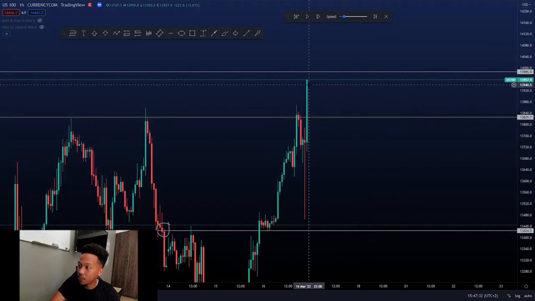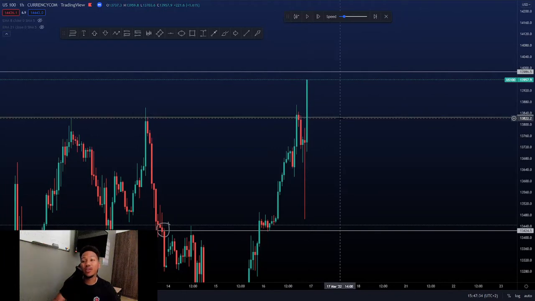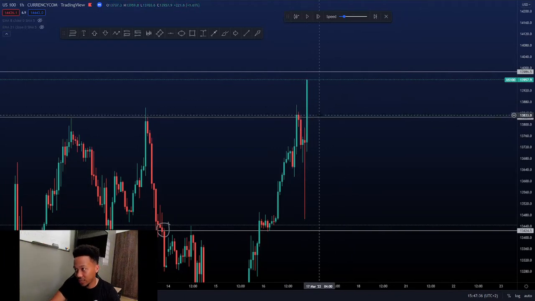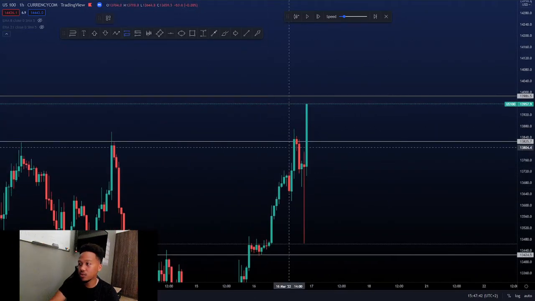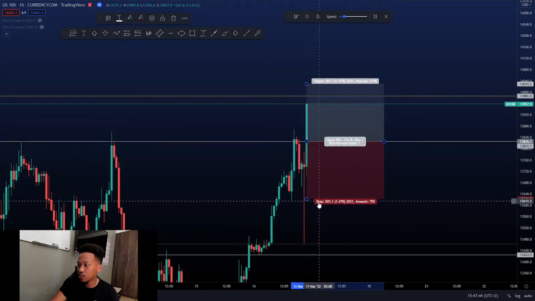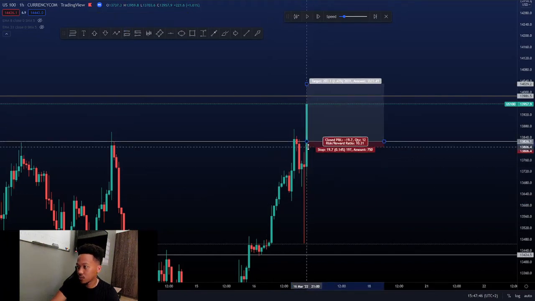Once again, we broke above this area. We still haven't come back to this actual area, which is now serving as an actual area of support, right? Now, once again, your trade would be looking something like this. Boom. Give it nice breathing space.